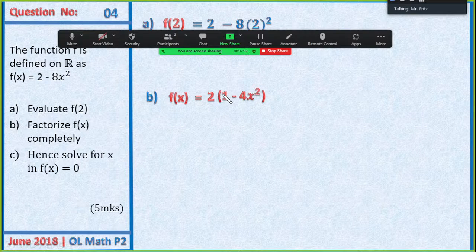Then, to factorize 1 minus 4x squared, this is a difference of 2 squares. The method to do it is like this. The square root of 1 is 1. Square root of 4 is 2, and square root of x squared is x. So we have 1 minus 2x into 1 plus 2x. This is how you factorize difference of 2 squares.